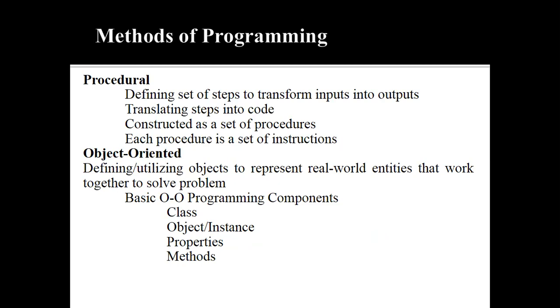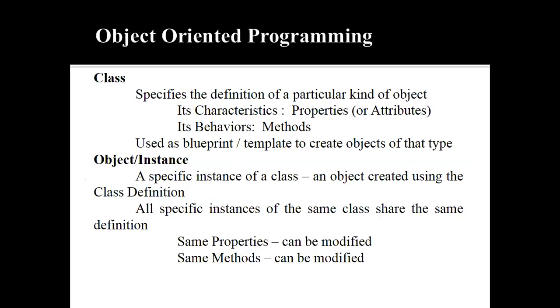However, it just uses specific objects or specific things from the real world or real entities, so we can perform a specific task to solve a problem. Basic object programming components are class, object, properties, and methods. So what are actually class, object, properties, and methods?